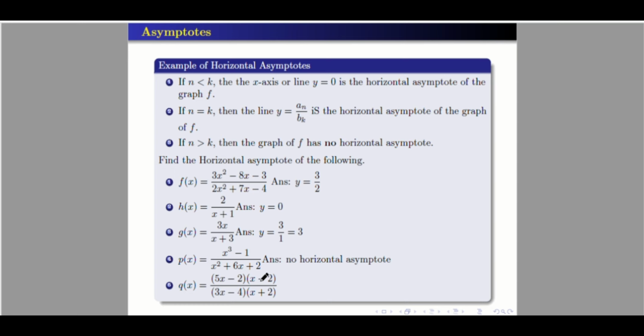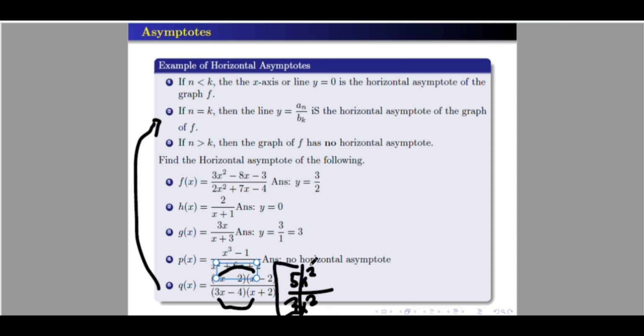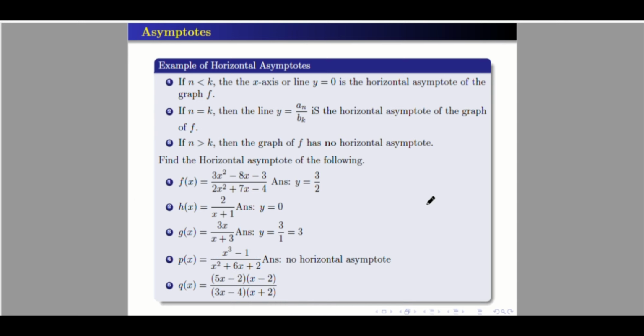And last, if you're given factors, all you need to do is multiply the leading terms. So this is 5x squared and we have 3x squared. Both of them have degree 2, so this falls on condition 2. We just need the leading coefficients of both, so 5/3. Therefore, the horizontal asymptote of number 5 is 5/3.